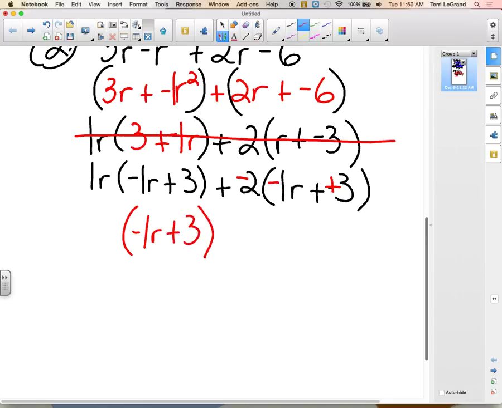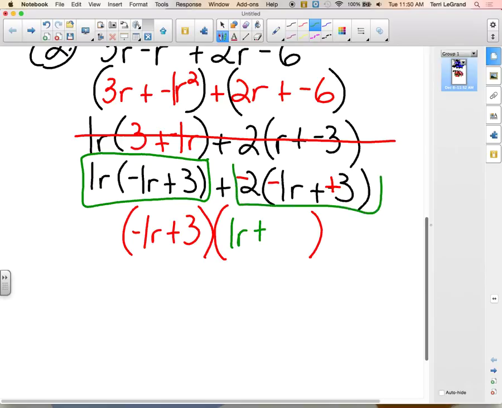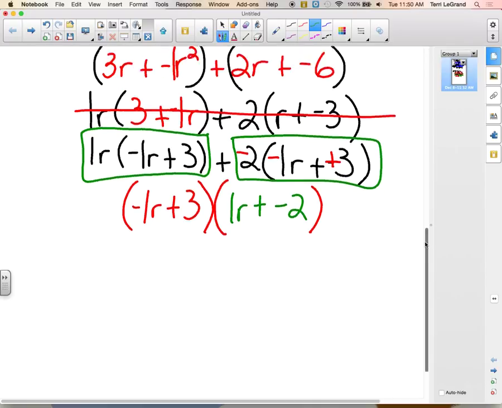That's our GCF. After it is divided out of both terms, what do we have? So after I divide negative 1r plus 3 out of this term right here, what am I going to have? 1r, yeah. Plus, after I divide negative 1r plus 3 out of that one, what am I going to have? Negative 2. Do we have some cleaning up we can do? Yeah, let's clean this up.